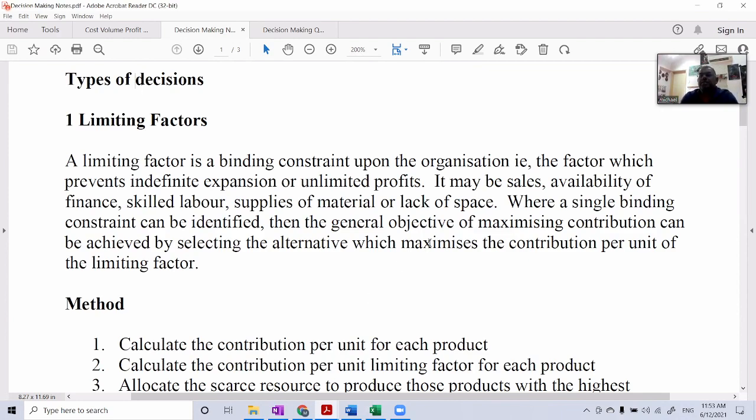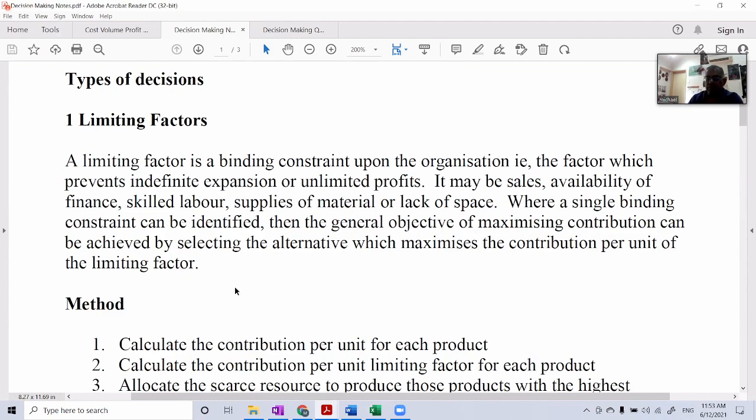And it says it may be sales, availability of finance, it can be skilled labor, it can be supplies of material, or it can even be lack of space. All right, so all these are examples of possible constraints. Can you follow? It says where a single binding constraint can be identified, then the general objective of maximizing contribution can be achieved by selecting the alternative which maximizes the contribution per unit limiting factor.